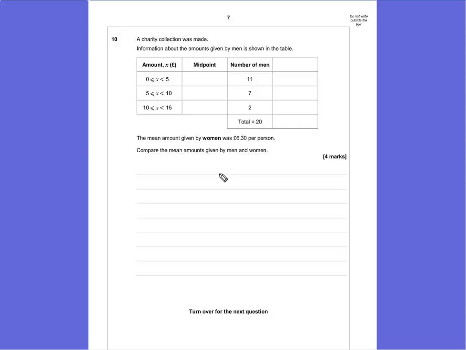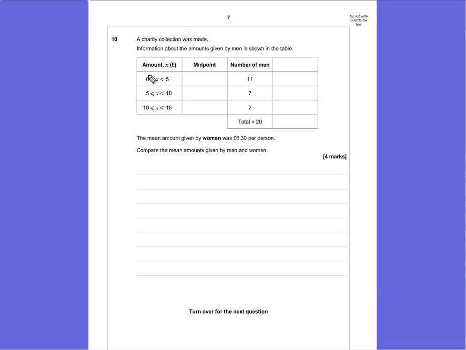To get all of our marks in this, we will need to make sure that we do compare the two mean amounts. But to do that, we need to work out what the men's mean value was. We know how many people are in each group, so therefore what we're going to use is an estimate for the mean of the men by using the mid value of each group.